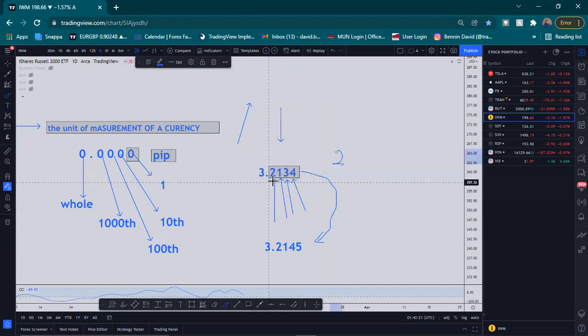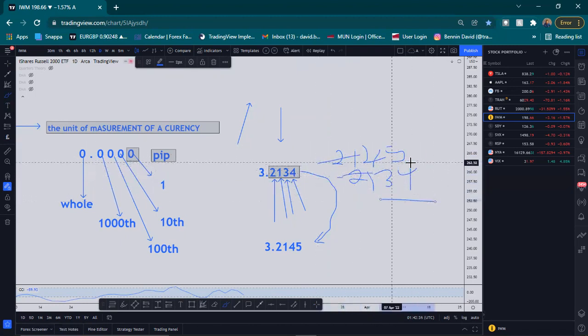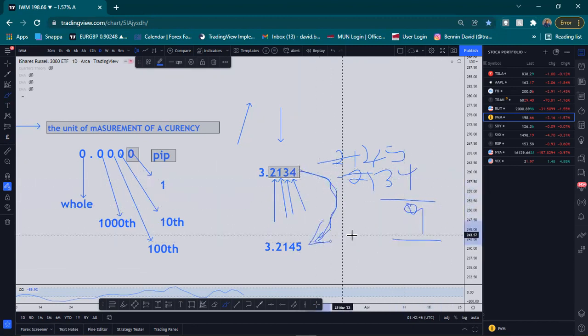So our interest is in 2145 minus 2134. So it is 45 minus 39. So that is 9. So it means if this currency moves from here to here, the currency has changed by 9 pips. Right? I hope this makes sense.